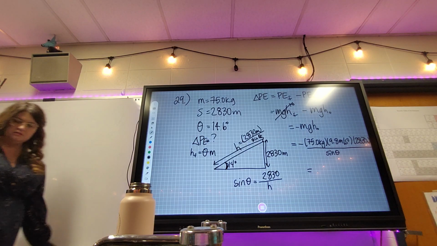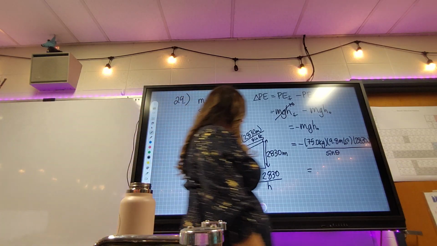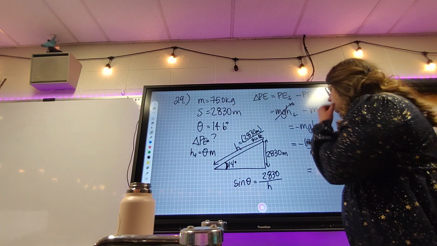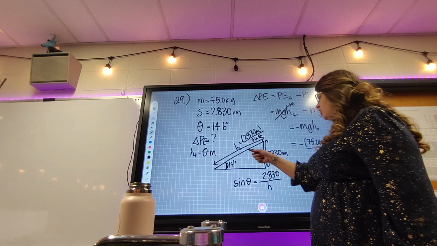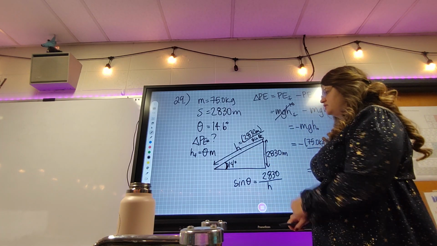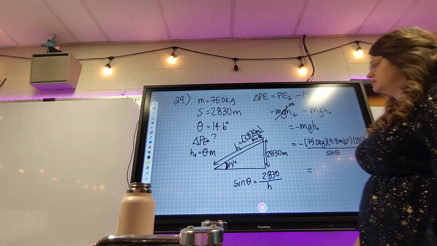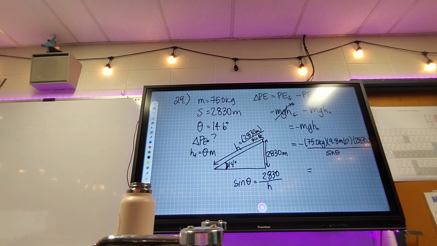Wait, why do you have 2830 up there divided by sine theta? Because I know that sine is equal to opposite over hypotenuse, and I'm solving for the hypotenuse. But you can divide the whole thing by it? I thought you could divide 2830 by it. Well, it doesn't matter because multiplication is commutative.